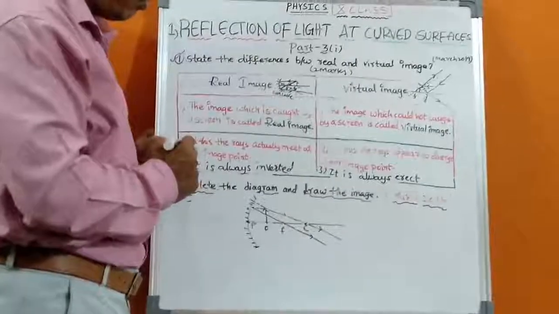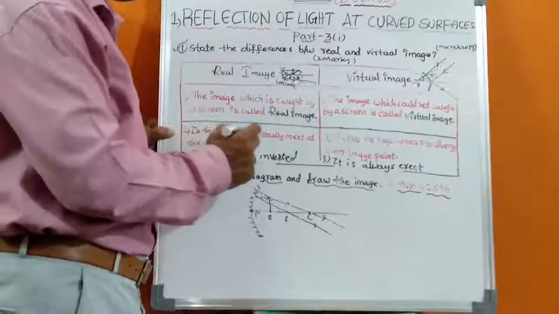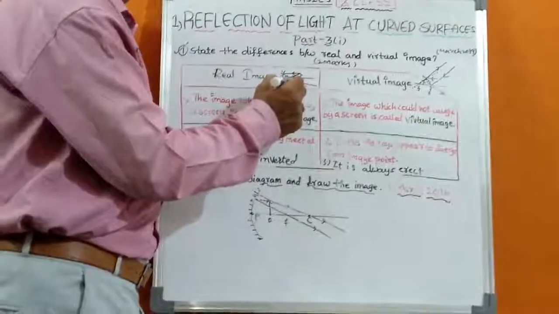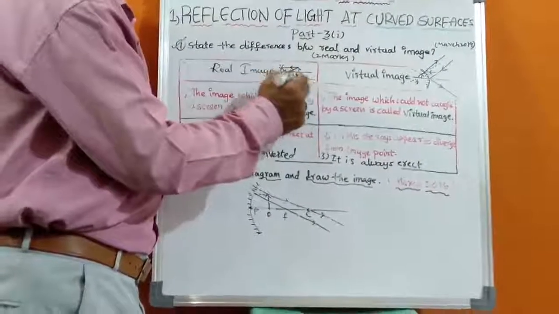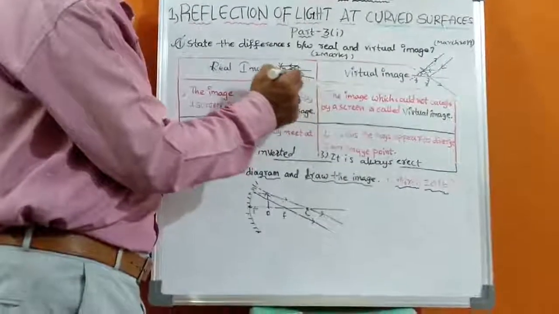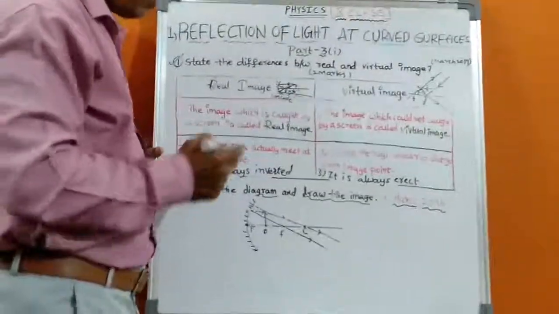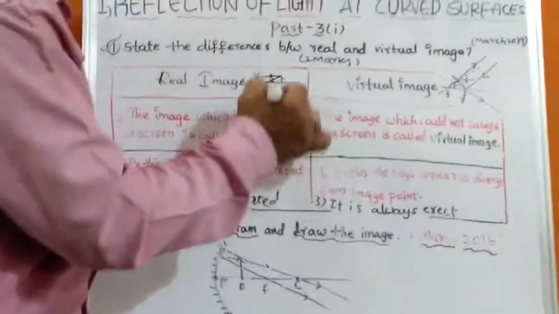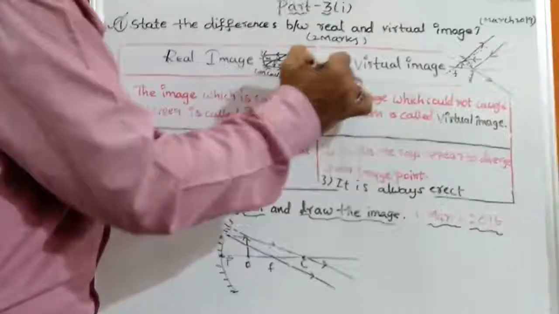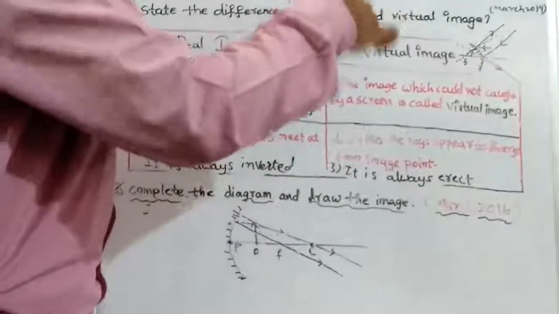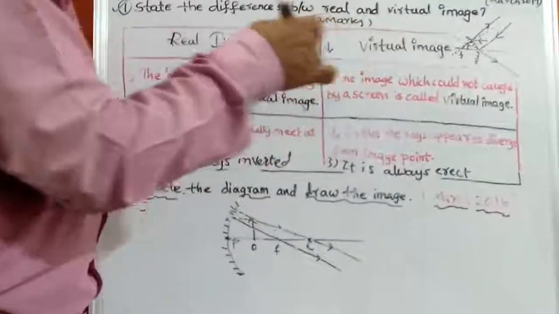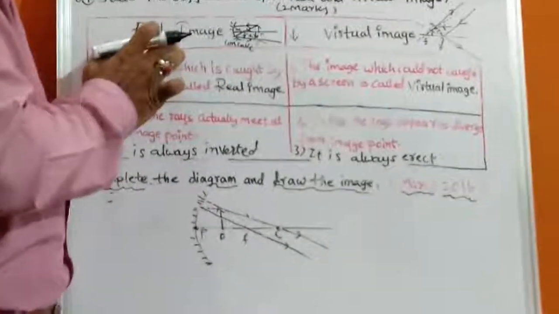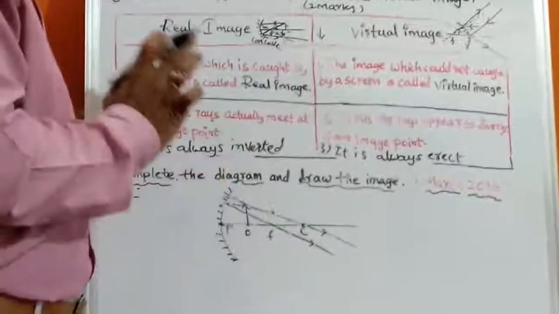So the second point here is that the rays actually meet at the image point. Here the image is formed where the two rays meet. And if you observe the image, it seems to be inverted, that is, the arrow should be downward, which is called an inverted image. So a real image is always inverted.